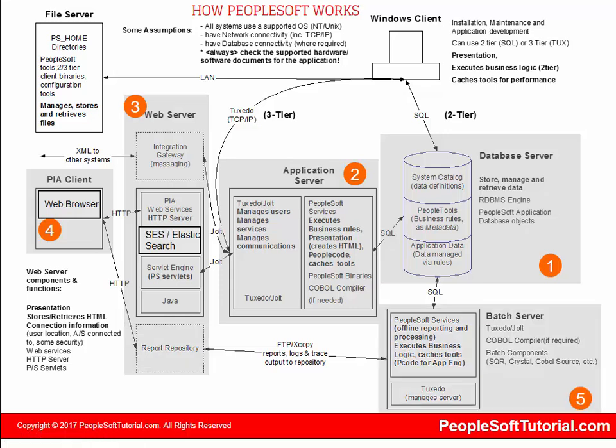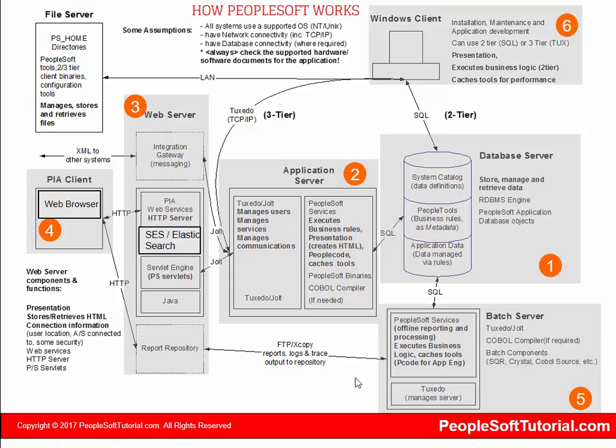Fifth is batch server. Batch server, also known as process scheduler, is again based on Tuxedo. It is used to run processes in batch. It can be used for offline reporting and processing. It executes business logic. Whenever you run processes on a batch server, it will most likely create some reports or files. Those files are stored in a location known as report repository. These reports, which are generated by batch server, can be transferred to report repository using FTP or Xcopy.